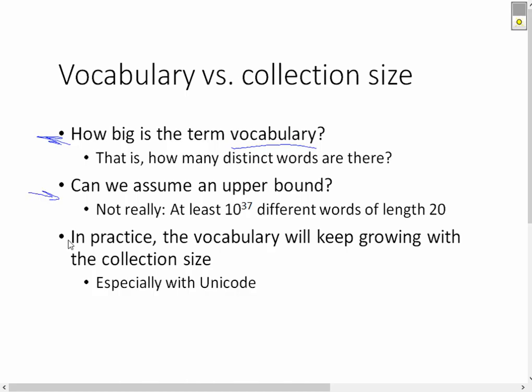Another thing is, is there an upper bound to how many distinct words are out there, or what the vocabulary can be? Absolutely not. Language keeps increasing. There are many, many words, and of course we also potentially have to deal with many, many different languages. So really, there's no upper bound. We know that there are at least 10 to the 37 different words of length 20 that have already been identified and indexed by systems. So it's an incredibly large number. And we also know that the vocabulary is going to keep growing, especially as we move more and more to the use of Unicode.